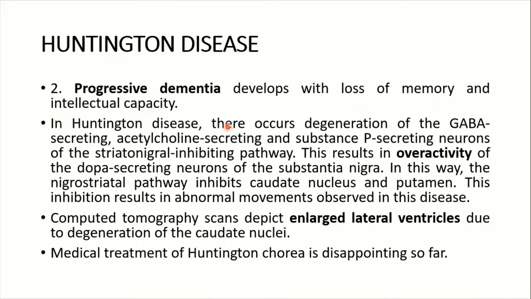In Huntington disease, there occurs degeneration of the GABA secreting, acetylcholine secreting, and substance P secreting neurons on the striatonigral pathway. This results in overactivity of the DOPA secreting neurons of the substantia nigra. In this way, the nigrostriatal pathway inhibits the caudate nucleus and the putamen. This inhibition results in abnormal movements observed in this disease. This whole circuit is discussed in detail with diagrams in my previous two lectures.